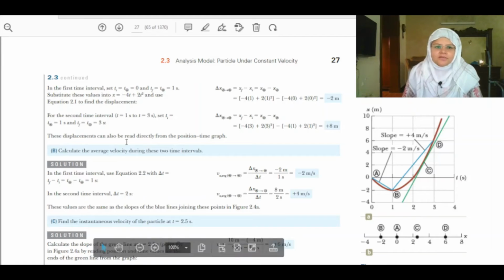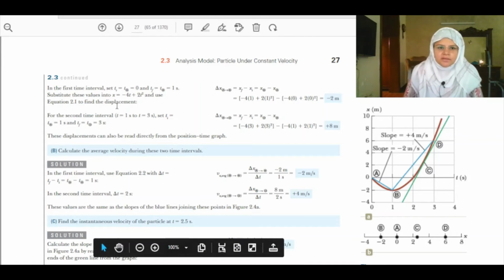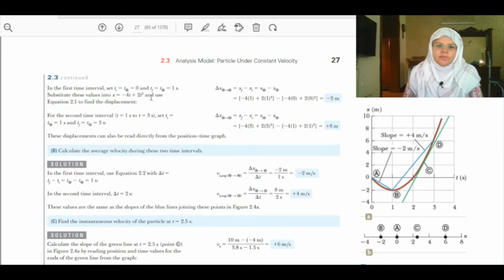To find xb, we will substitute t equals 1 in the equation x equals -4t + 2t². To find xa, we will substitute the value of t equals 0 in the expression x equals -4t + 2t². Once we subtract xb minus xa, we get the answer of -2 meters.